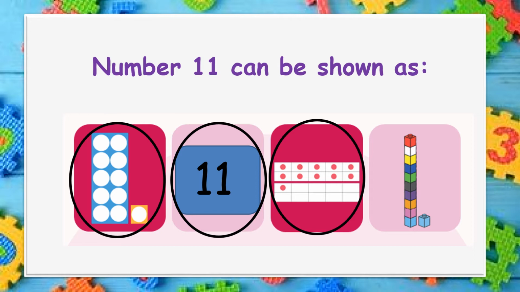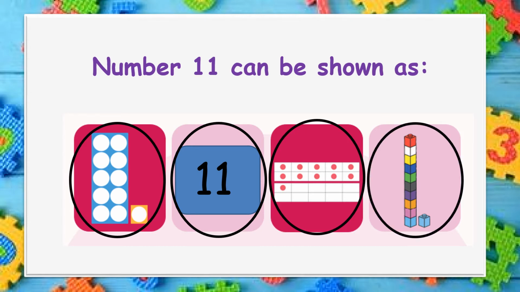In 10 frames we write 11 like this. So look at the first one. In the first 10 frame, all the blocks are filled with the dots. As we all know, 10 frames has 10 boxes. And in the first 10 frame, all the boxes have dots. So that means there are 10 dots. And in the second 10 frame, we can see only one dot is there. That means 10 dots and 1 dot is 11. So in 10 frames we write 11 like this.